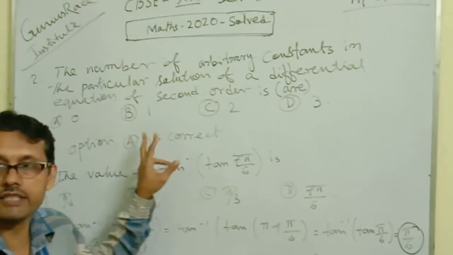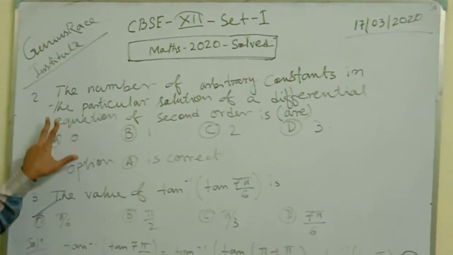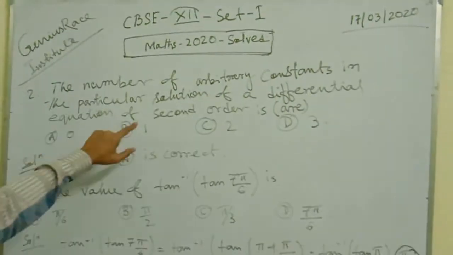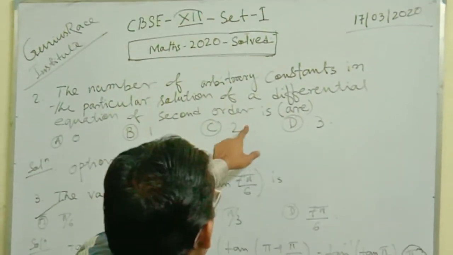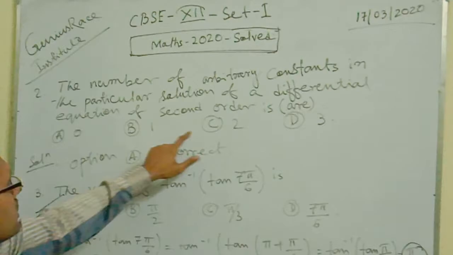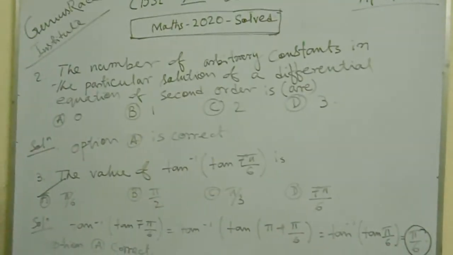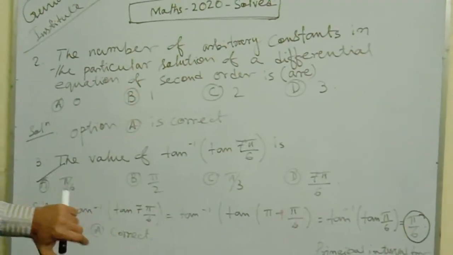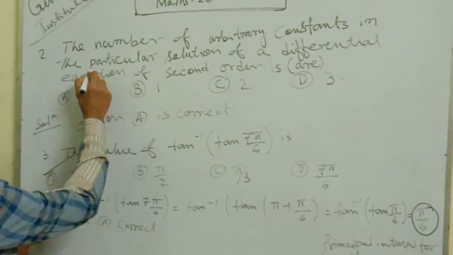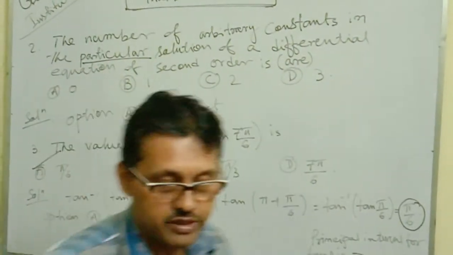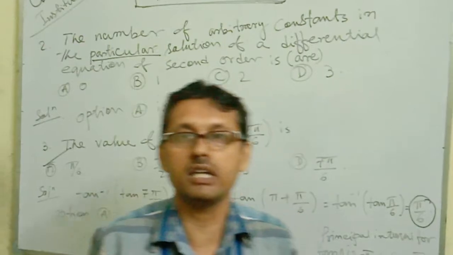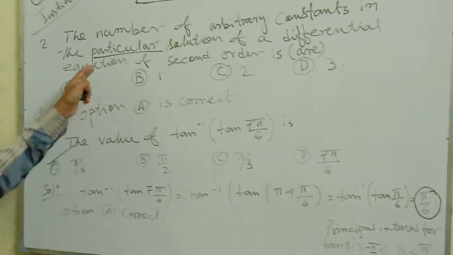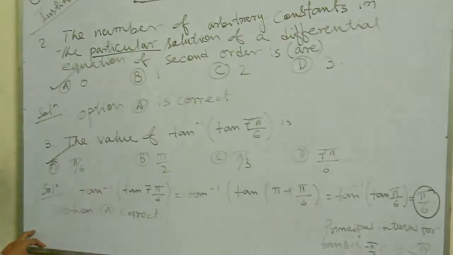This is the second question: the number of arbitrary constants in the particular solution of a differential equation of second order is or are. Options are 0, 1, 2 and 3. The correct option is A. The reason is that whenever we solve a differential equation and find the particular solution, we use the values of x and y to remove all the arbitrary constants. So the particular solution has no arbitrary constant, and option A is correct.